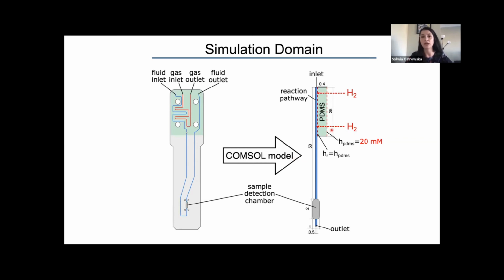So the concentration was set at this boundary to be constant, and it was 20 millimolar. And this boundary remained the same. And now all the reaction constants were set to 0 in the flowing liquid. So we still solve for the flow, of course.